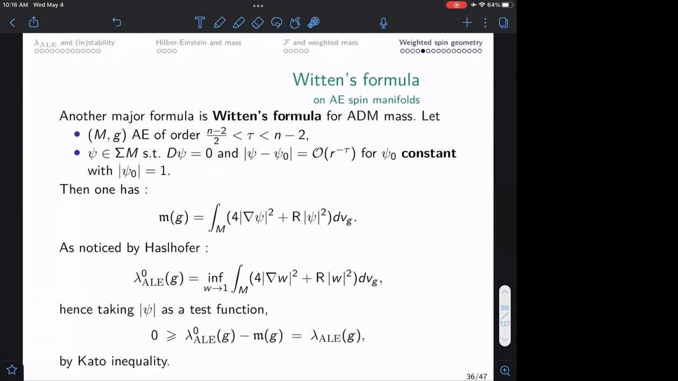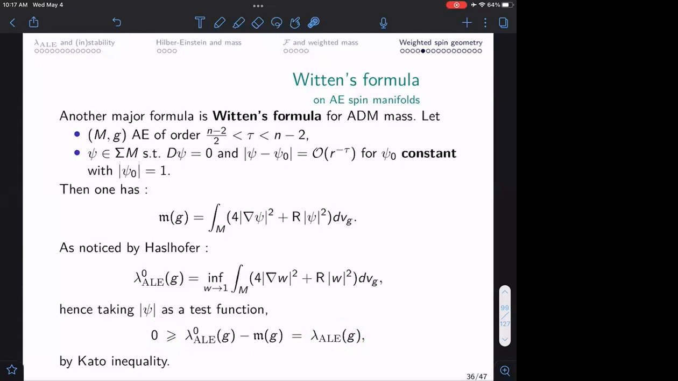And if you go back to Hasselhofer's definition, which you can write that way, then you directly obtain some inequality, because you can take the norm of a spinor as a test function in there, and by just a Kato inequality, you obtain this inequality here. And so you obtain that on a spin manifold, lambda ALE is always negative, except at Ricci-flat metrics with special holonomy and a parallel spinor. So that's a very, very strong result. Lambda ALE is not just a local maximizer, it's a global maximizer.